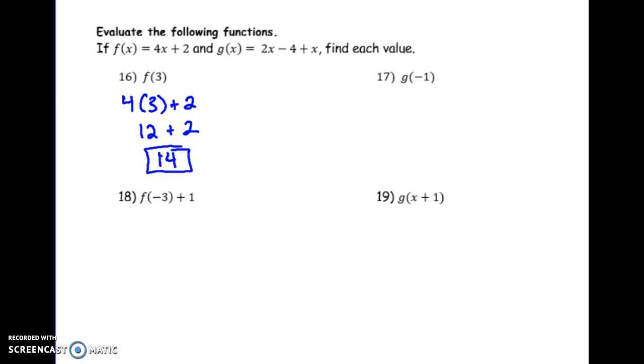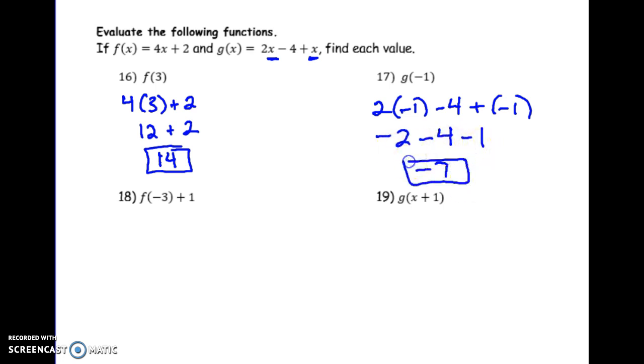Okay, g of negative 1. Every place I see an x, I'm going to put a negative 1. So this one would be 2 times negative 1 minus 4 plus a negative 1. Okay, negative 2 minus 4 minus 1. So this would give me an answer of negative 6 minus 1 is negative 7.